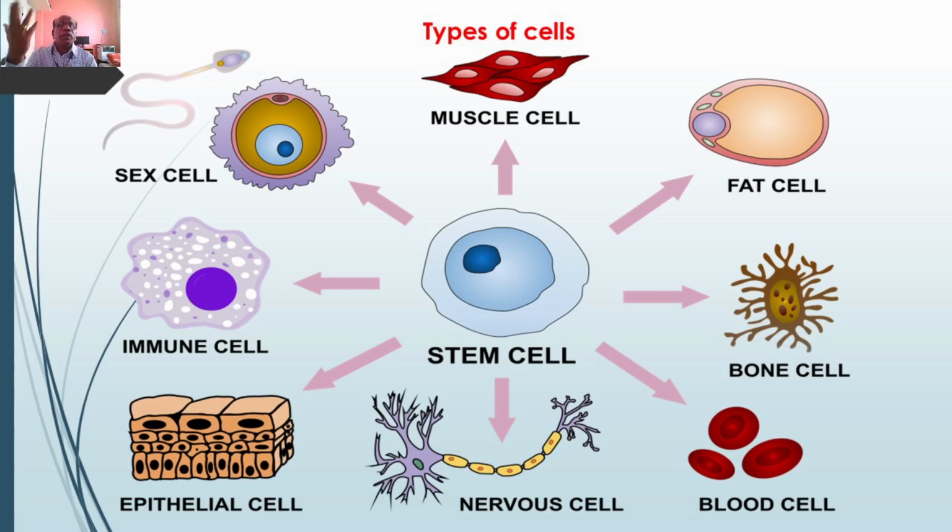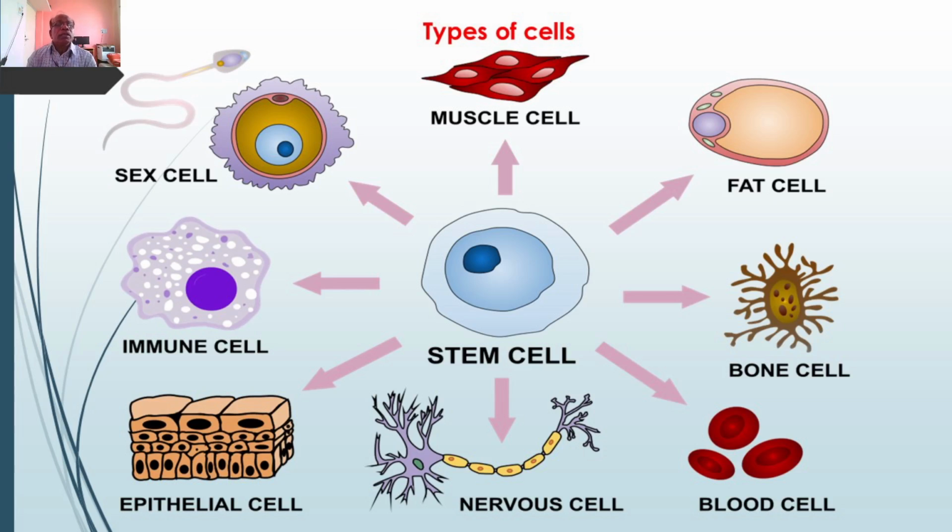Stem cells can be differentiated into muscle cell, then fat cell, bone cell, blood cell, then nerve cell, epithelial cell, immune cell, or even the sex cell also. These stem cells may be embryonic cells, or there are certain structures or organs present in the body which can be a source of the stem cells.